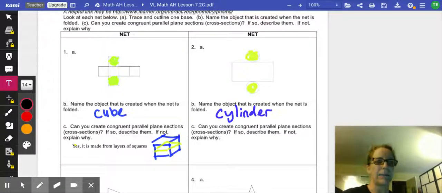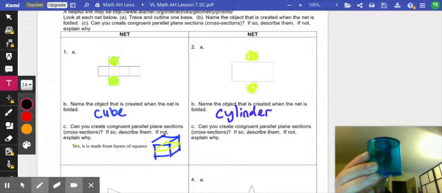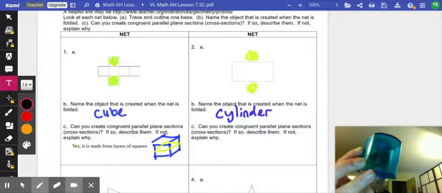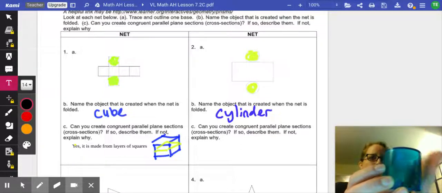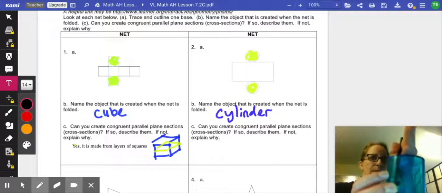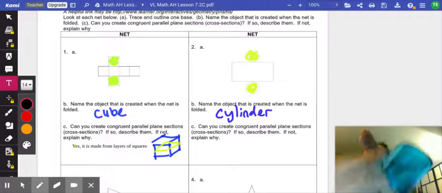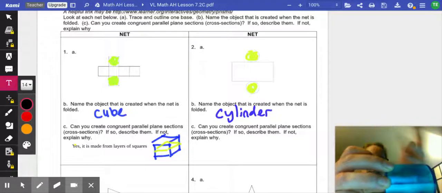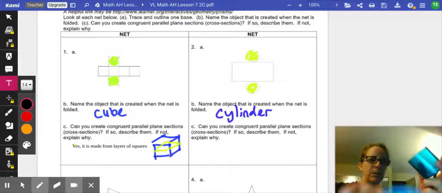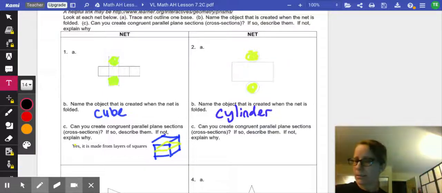And again, I have to think, when I slice it, can I get congruent shapes? So here, if I slice it this way, no, I can't. I would get a segment here and then bigger and bigger rectangles and then smaller and smaller rectangles. But if I turn it this way, I could get congruent slices. Every time I sliced it, someone would get a circular slice. So yes.